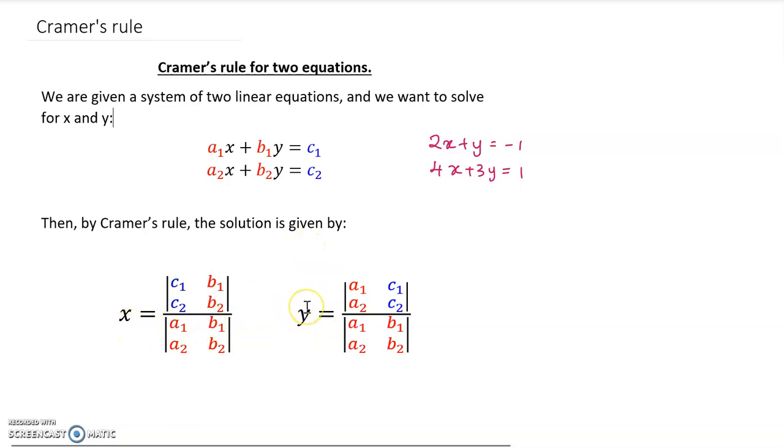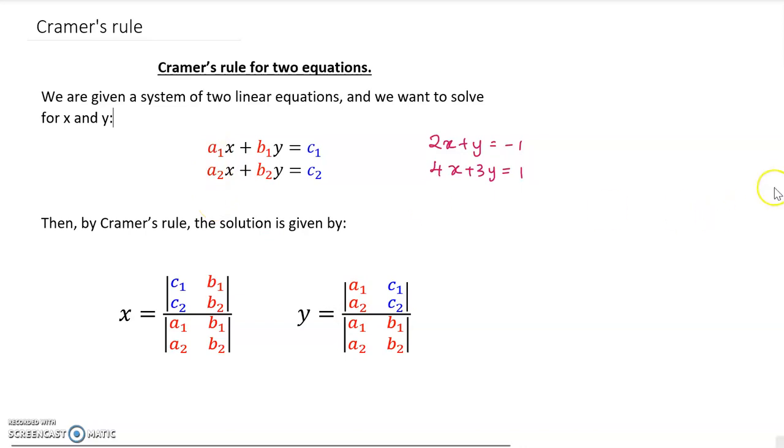Similarly for the y, the denominator is basically the same. For the y, you put c1 and c2 in the second column now. It means that the first column remains as a1 and a2. So look here for illustration.